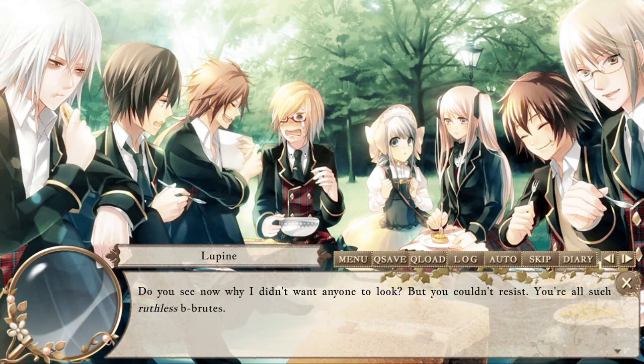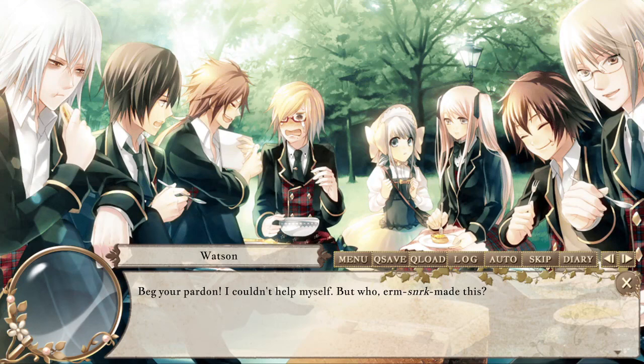Do you see now why I didn't want anyone to look, but you couldn't resist? You're all such ruthless brutes. Beg your pardon. I couldn't help myself. But who made this? My dad. My! He's a true artist! Really? You have my sympathies. Quite sincerely. Keep your pecker up now. This is rather a special sight.